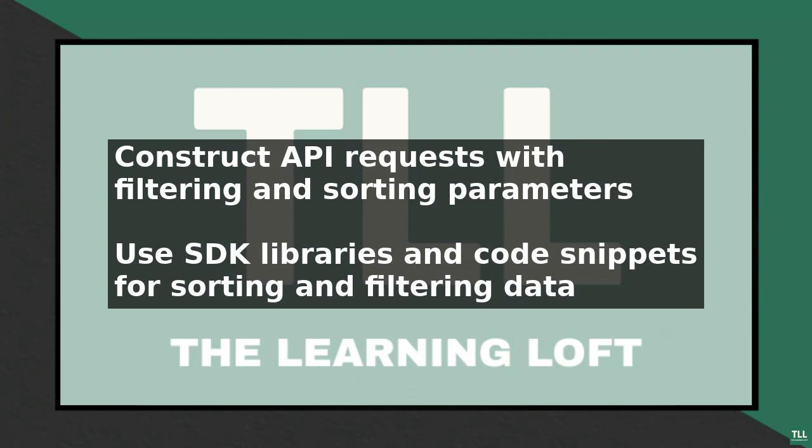In terms of code examples, the Bill.com API SDK provides a range of libraries and code snippets to help you get started with sorting and filtering data. For example, you can use the SDK's built-in filtering and sorting methods to construct API requests and parse responses. By following these steps and best practices, you can effectively sort Bill.com API SDK data and build powerful and efficient applications that integrate with the Bill.com platform.